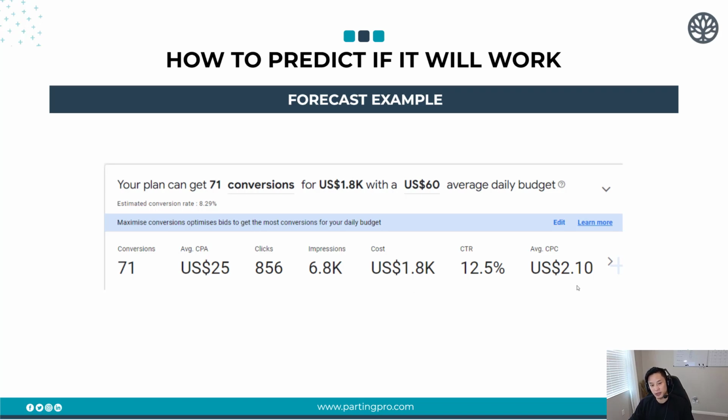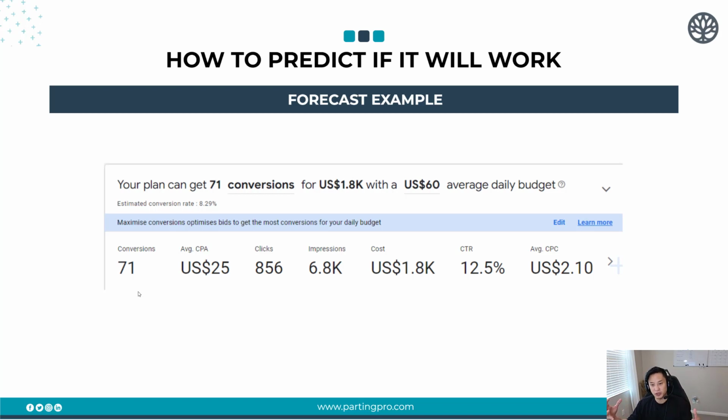And then cost per click is going to be the cost divided by the number of clicks. So you're paying about $2 per click, about $25 per conversion, and you're going to get about 71 leads per month. So if this was a number that came out, this is actually very good numbers. We would say, yeah, it looks like we're going to be able to do something because we have a pretty high number of conversions.